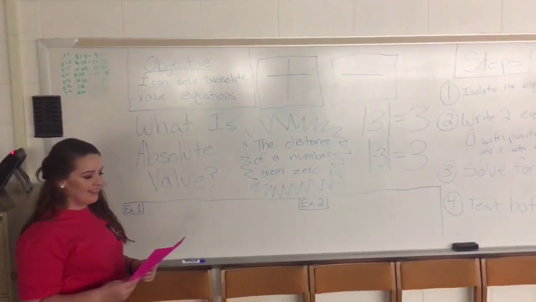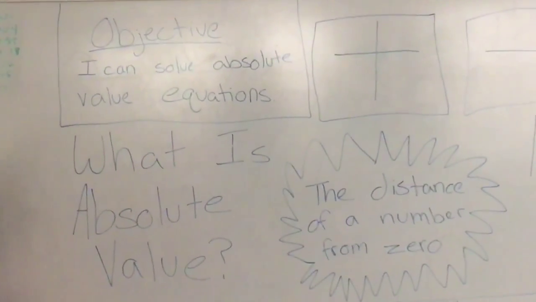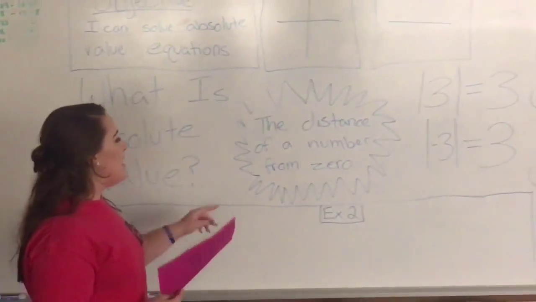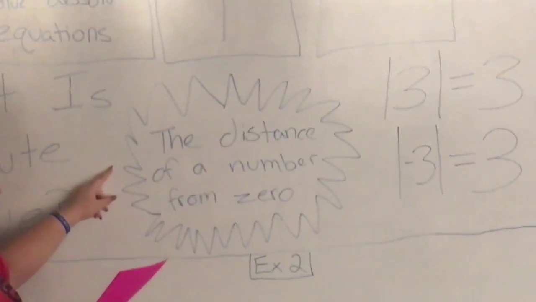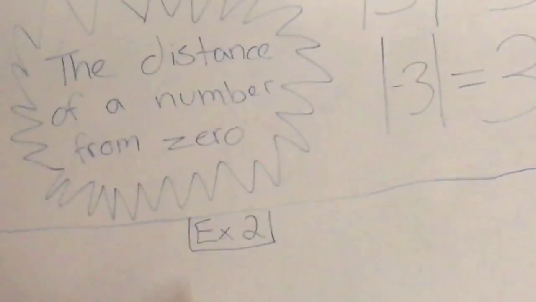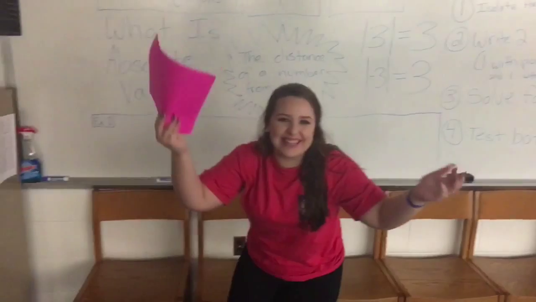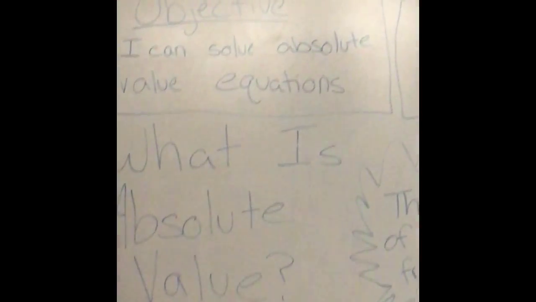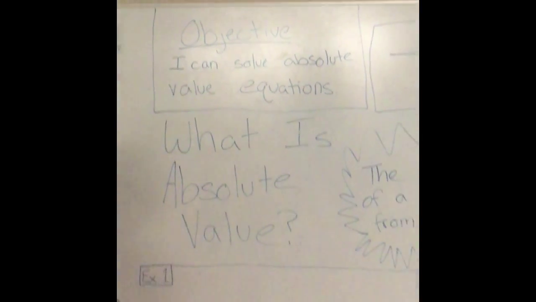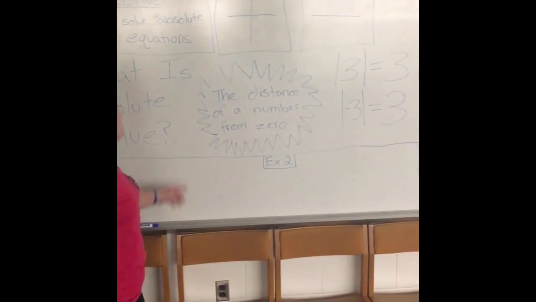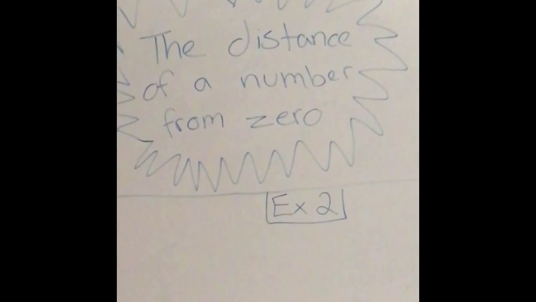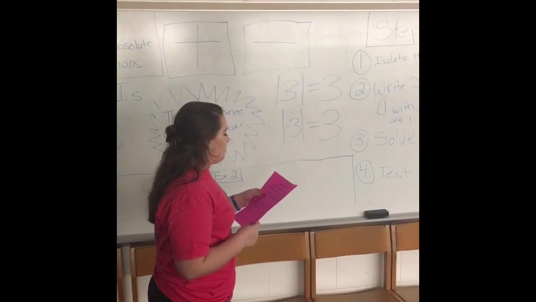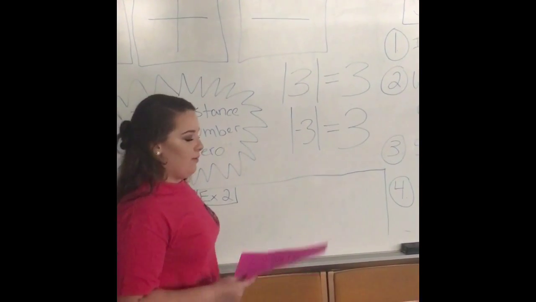Today's objective is I can solve absolute value equations. What is absolute value? Absolute value is the distance of a number from zero. When you take the absolute value of a number, you always end up with a positive number or zero.